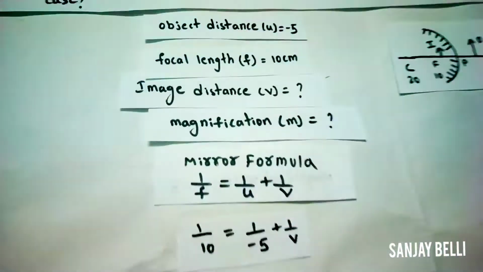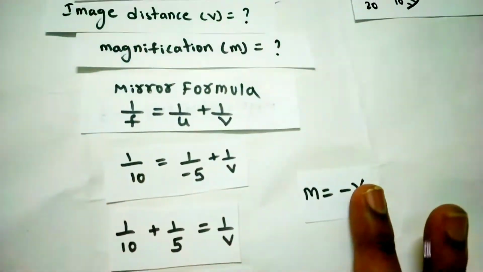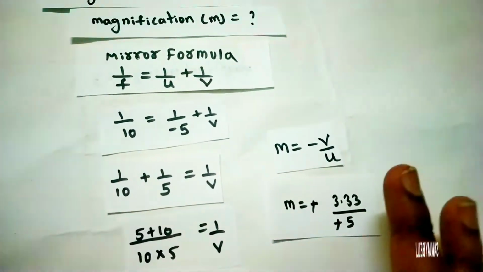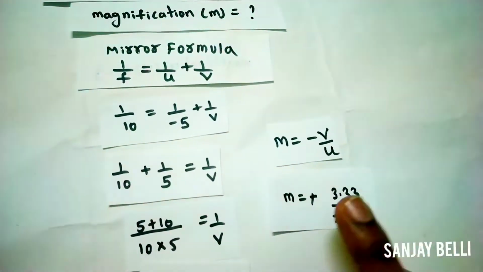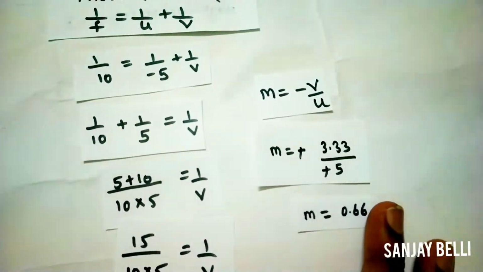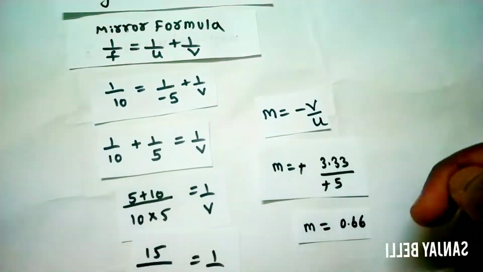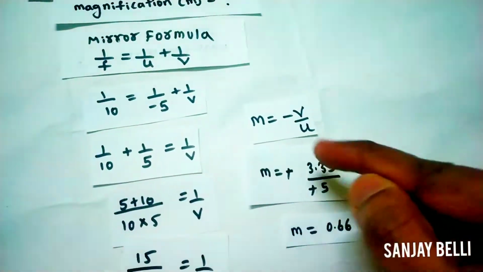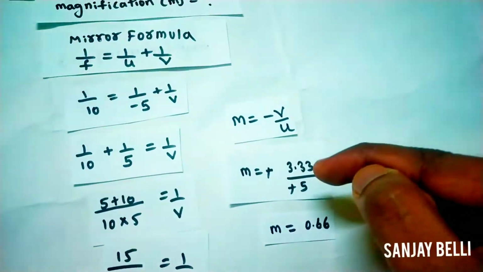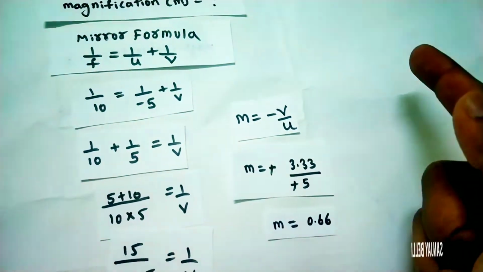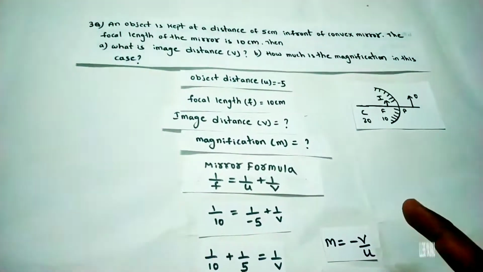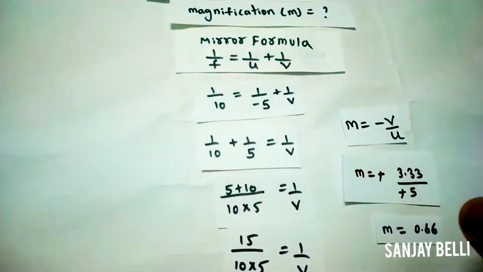Now we have to find the magnification. The formula for magnification is m equals minus v by u. So substitute the v value, 3.33 by 5. The denominator is higher than the numerator, so obviously we will get an answer less than 1. That is 0.66. We cannot cancel 5 and 3 here, so if you put the point here, it becomes 33. 5 sixes are 30, again 3 left, 5 sixes are 30. So 0.66, which is less than 1. So this is the solution for your third problem.